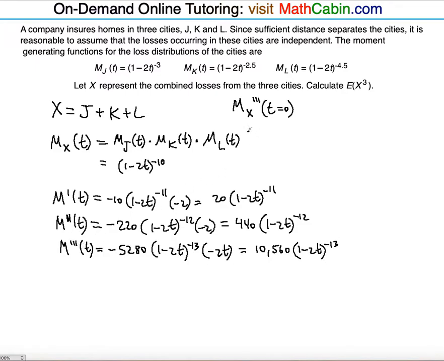Now you evaluate this at t equals 0, and bingo, you found your expected value of X to the third. So this at t equals 0 is going to be what? The base becomes 1, because 1 minus 0 is 1. So the answer is simply 10,560. That is equal to the expected value of X to the third.